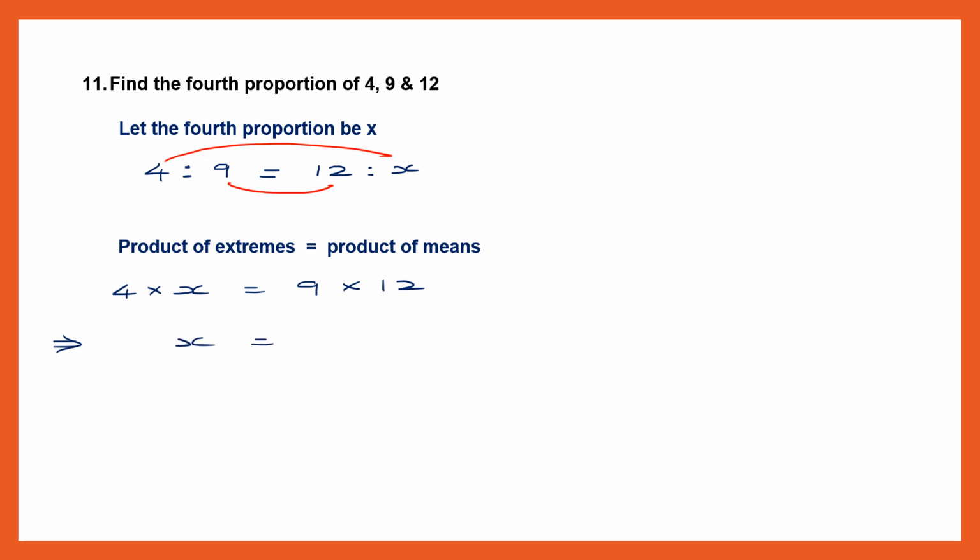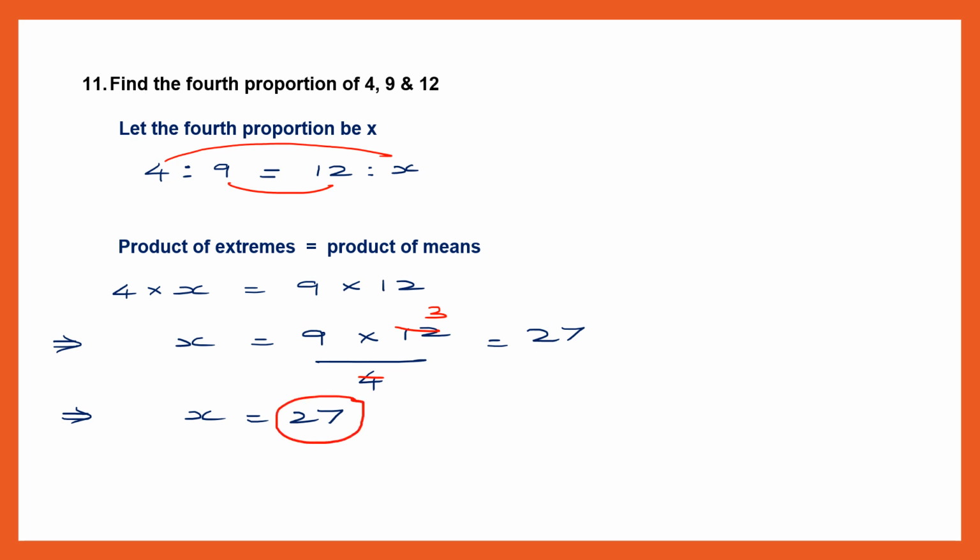X is equal to 9 into 12 divided by 4. Now cancel and see. 4 threes are 12. So what do we have here? 9 threes are 27. So we have found x and x is 27. And what is x? X is the fourth proportion. We said let the fourth proportion be x. So we have found the fourth proportion and that is 27.